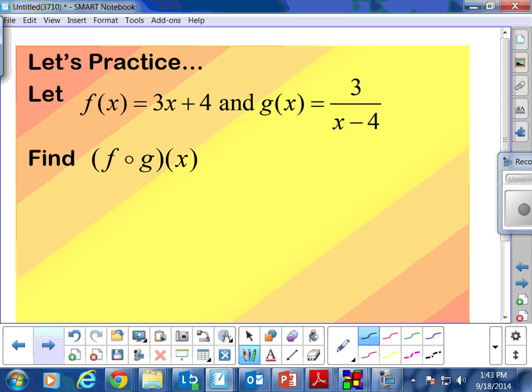So with that in mind, the best thing for you to get practice is to write this down, pause the video, and see if you can try to do the f of g of x. And then I'll show you the answer.